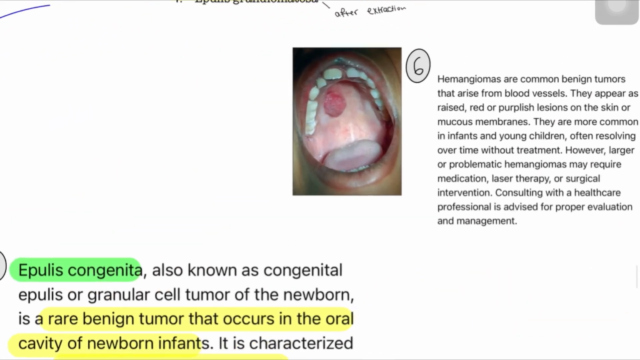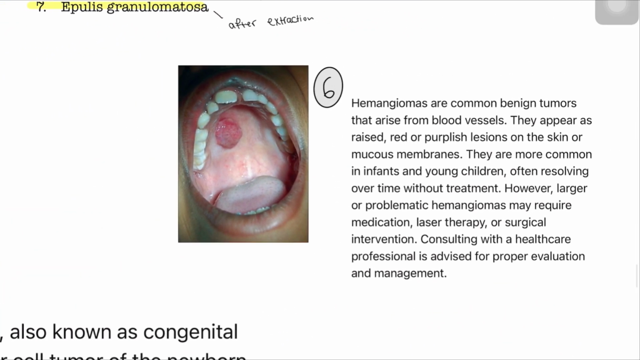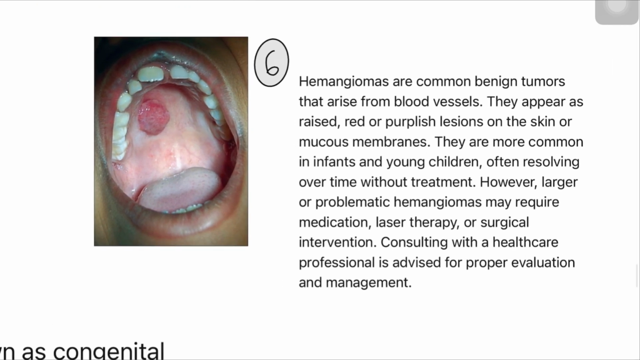And then we have hemangiomatosa. They're common benign tumors that arise from the blood vessels. They appear as raised red or purplish lesions on the skin or mucosa. They're common in infants and young children, but usually they just resolve on their own without any treatment. But if they're big and they're causing some problems, they may require medication, laser therapy, or surgery.